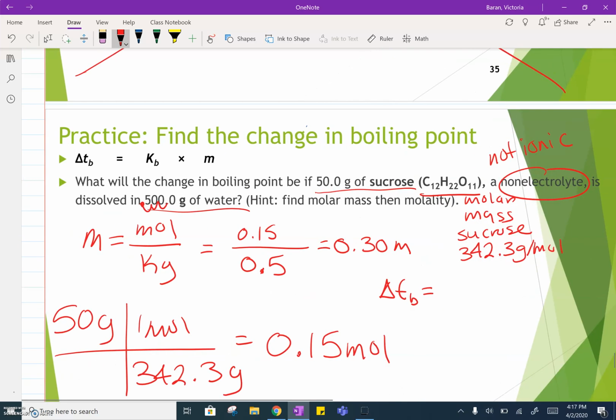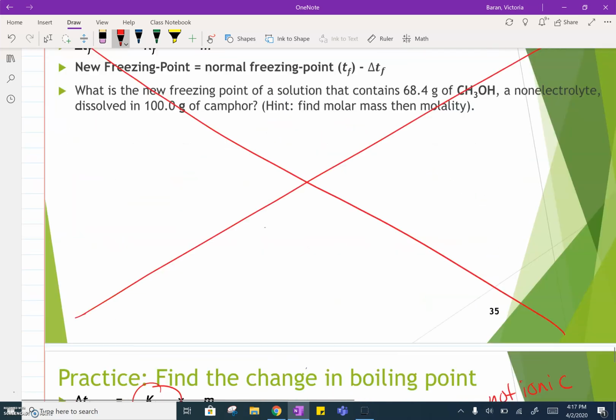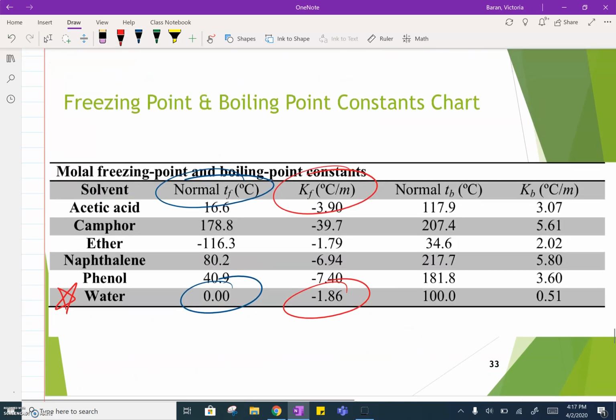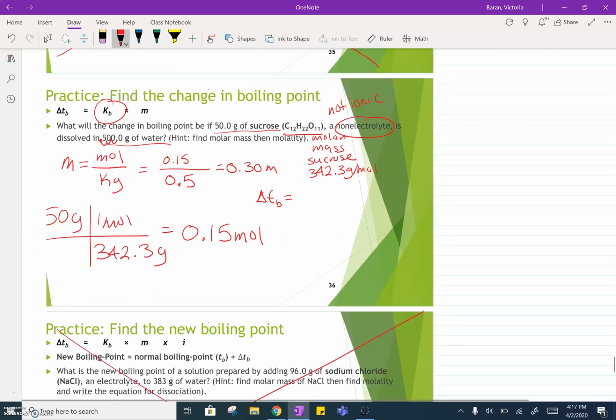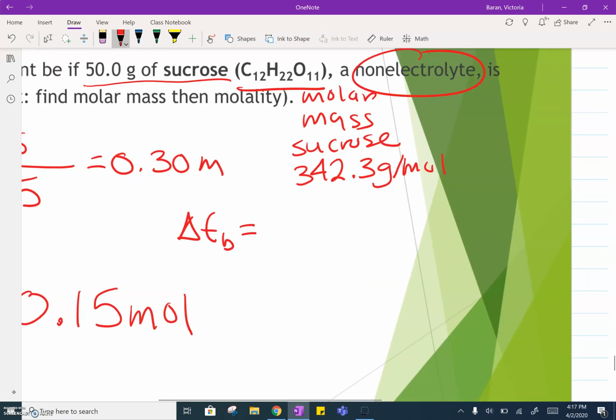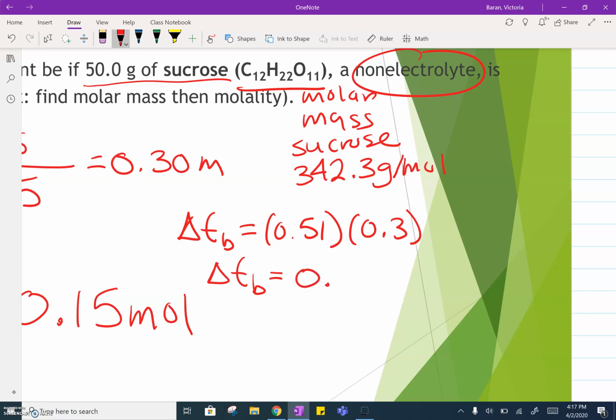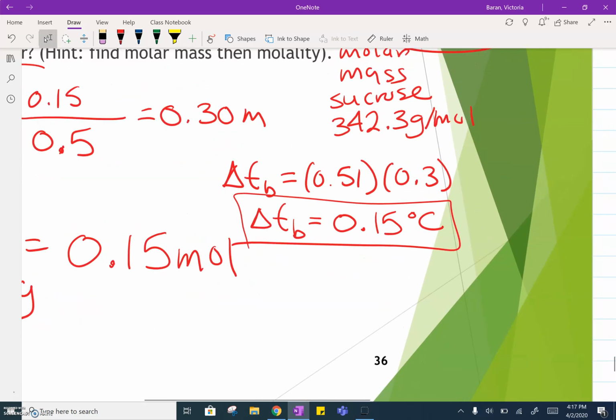So that's K_b for water. Going back to this chart here, that is 0.51. So I have 0.51 times the molality, which we calculated to be 0.3. I'm going to multiply those. So my delta T_b is 0.15 degrees Celsius. So not a huge change, not even a degree change in the temperature.